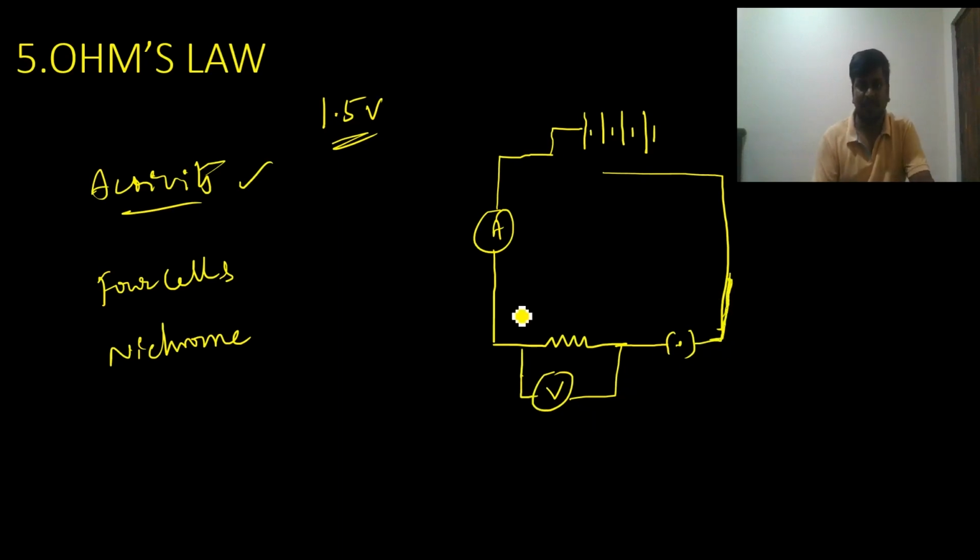Then what happens? Here is the positive potential, and here I'm considering like this. So here, for the potential difference, I consider a voltmeter across this resistor, this nichrome wire. This is a nichrome wire.